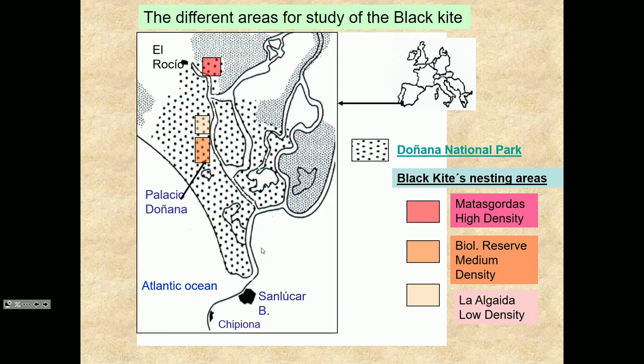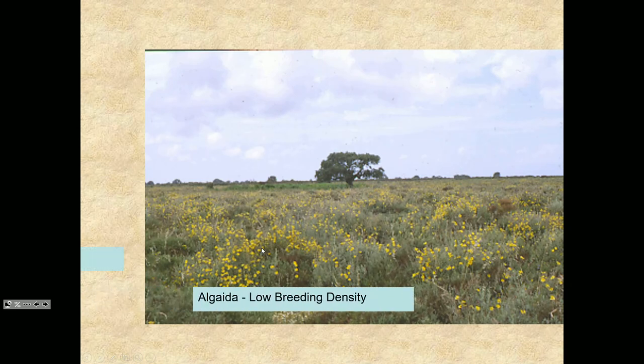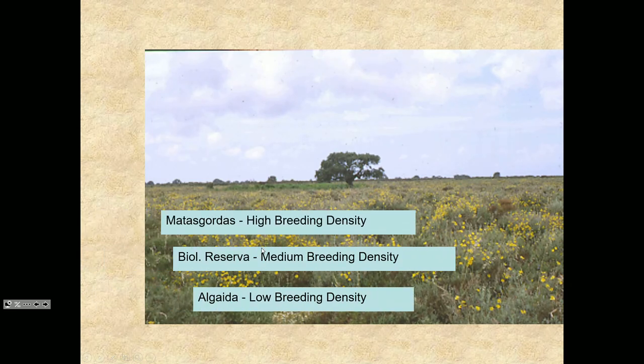And it's the biological reserve, which is this brown area, and La Algaida, which is between here. So there is this difference in the number of black kite pairs nesting in these areas. So we had three different areas: Matagordas with high breeding density, the biological reserve with medium, and Algaida with low breeding density. This, you see, is a typical bush-like steppe area with scattered oaks.